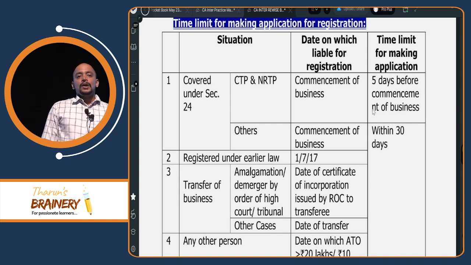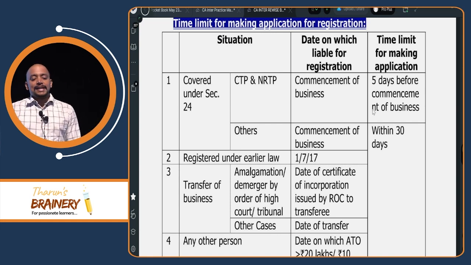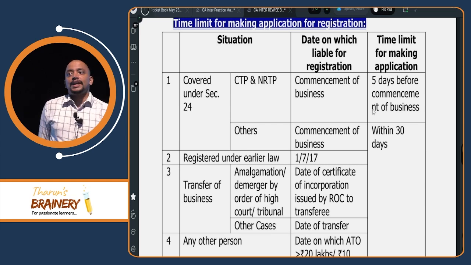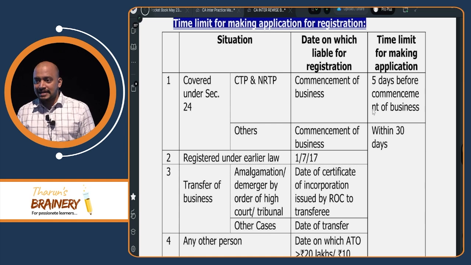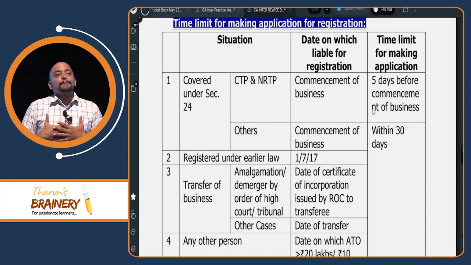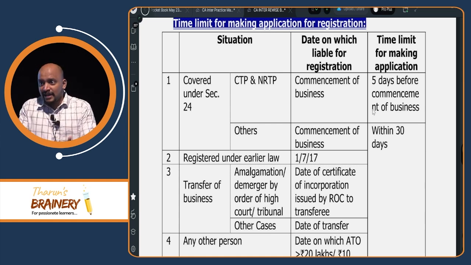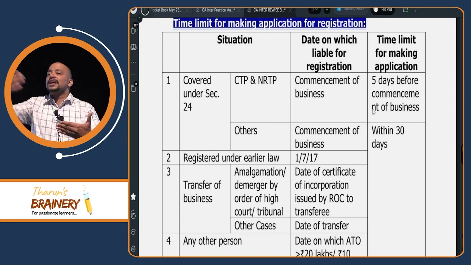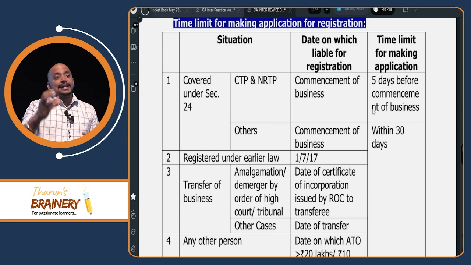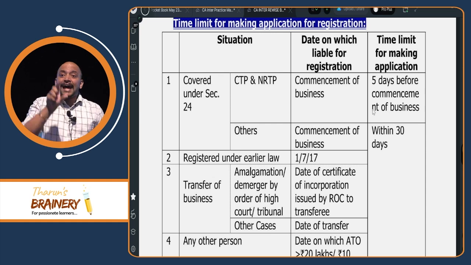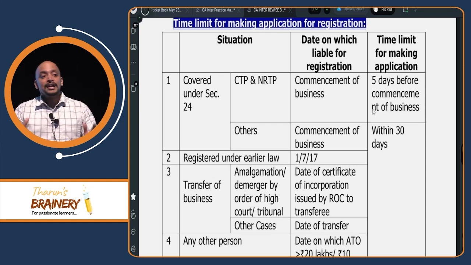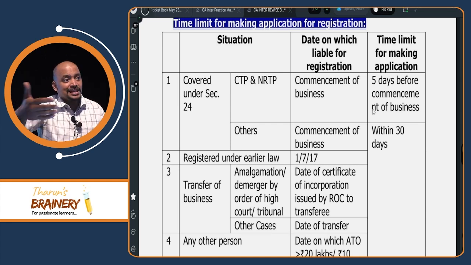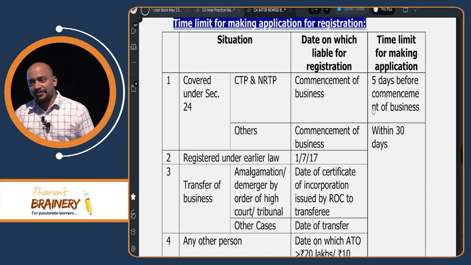Then next, what is the time limit for making application for registration? Already we studied, application for registration should be made within 30 days. Suppose if I am compulsorily required to get registered, whenever I commence a business, from there within 30 days. As and when my aggregate turnover exceeds the threshold limit, from there within 30 days. Suppose if I am transferring the business, within 30 days from the date of transfer.